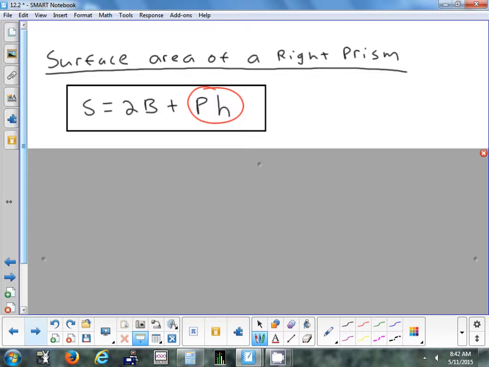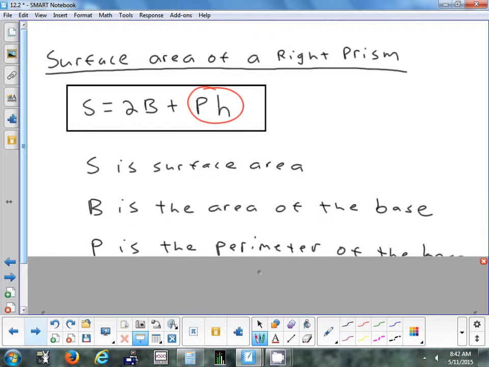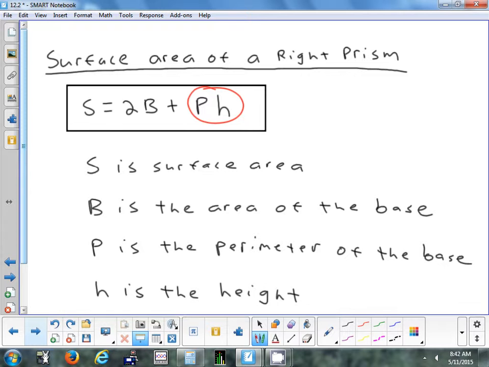What's this part? Well, B is the area of the base. And if you take the area of the base and double it, because you have 2, add that to the rectangular part, which is the side, that gives you the total surface area of a right prism. Right? So double the area of the base, plus take the perimeter, multiply by the height. And that will give you the surface area of a right prism. S is surface area, B is the area of the base, P is perimeter, H is the height.